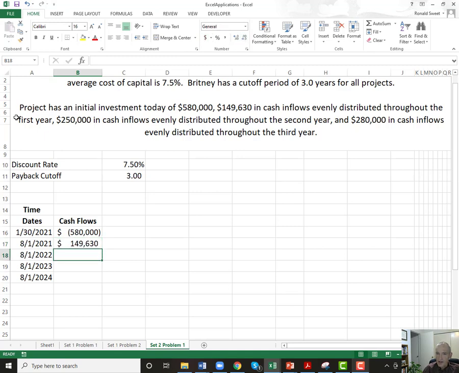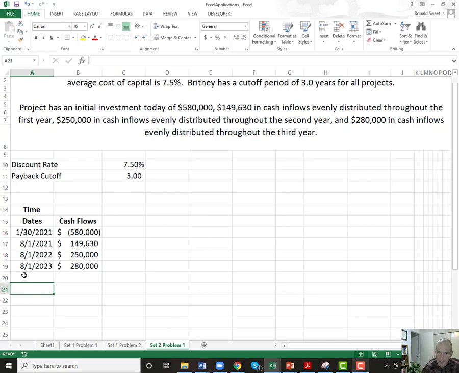The next year, we have $250,000 throughout the second year. And then in the third year, we have $280,000 throughout the third year. And in this case, we don't need the fourth year. So we're good. All right, so we actually have almost everything we need. We can actually do the problem.